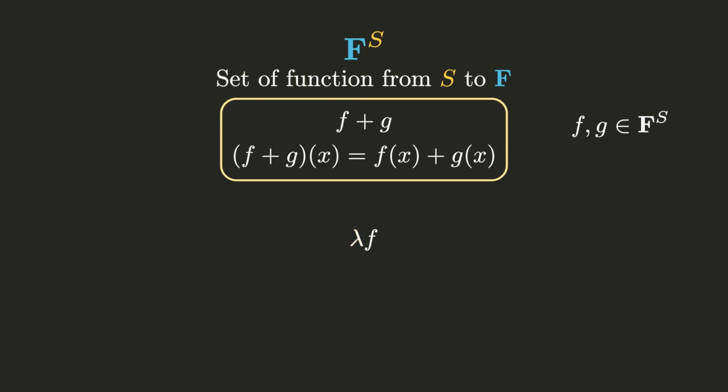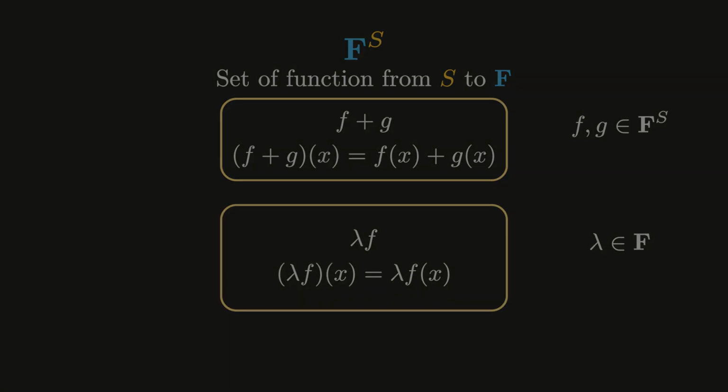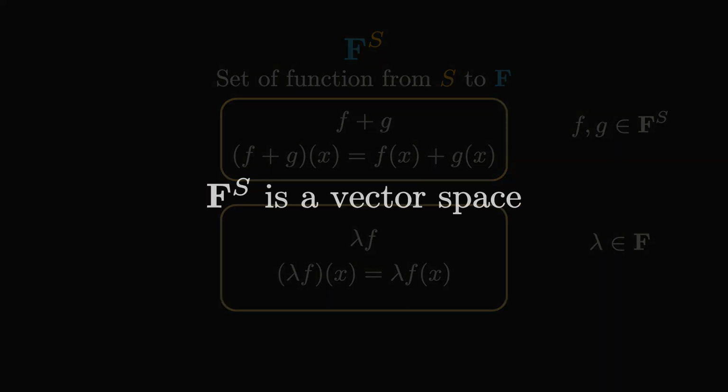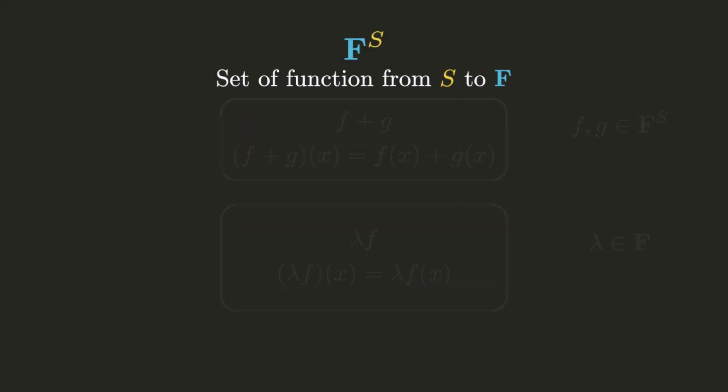Suppose lambda is taken from F. Then we define lambda f of x to be lambda times f of x. Under these definitions of addition and multiplication, F to the S is a valid vector space. Let's use a more concrete example to wrap our heads around it.